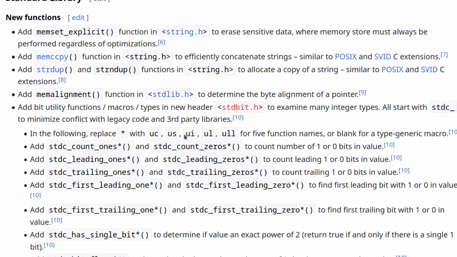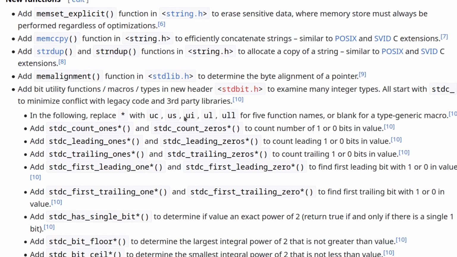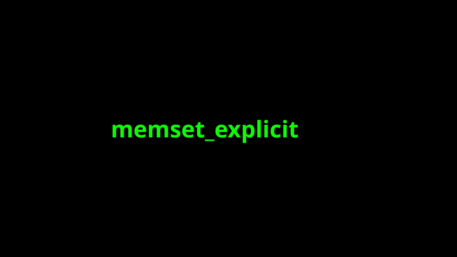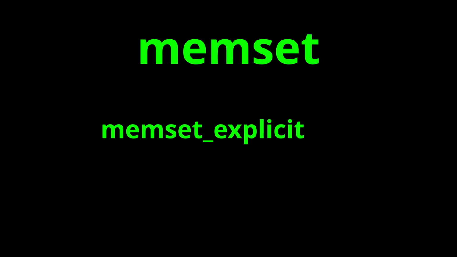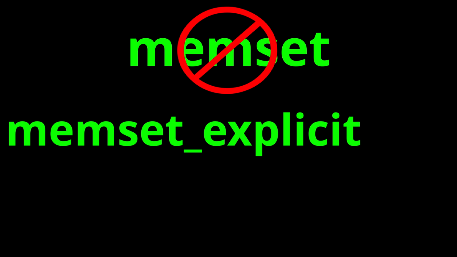C23 introduced a new function which works exactly like memset, except it's called memset_explicit. The only difference between memset and memset_explicit is that the compiler is not allowed to optimize away memset_explicit, while with the regular memset function, the compiler can ignore it if it thinks that it's unintended.